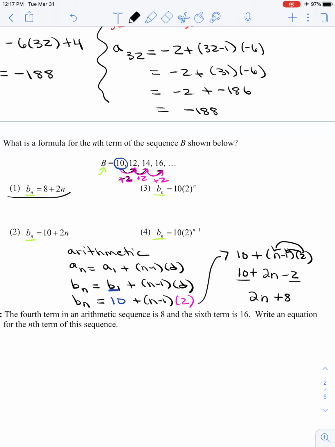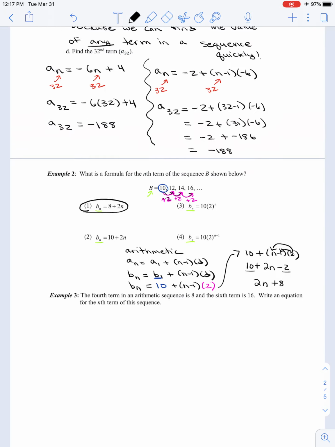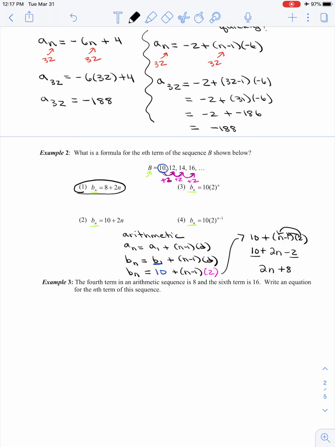And that's really equivalent to 8 plus 2n according to the commutative property, right? You could change the order of two terms that are being added together and they would still be equal. So we got this. That's the same thing.